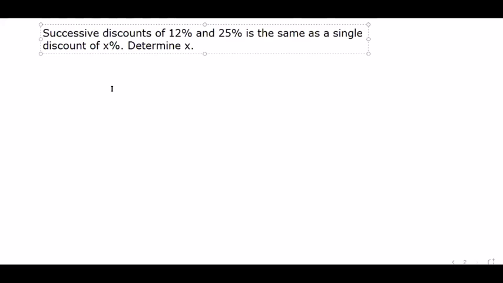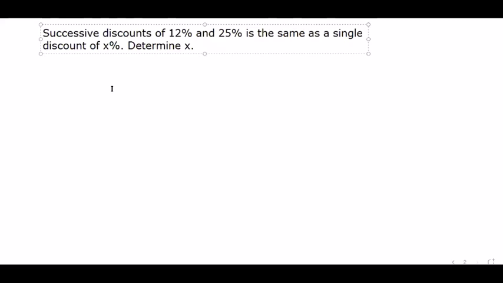So what does this mean? It means that there is some item which is being purchased, and two discounts are given. They are successive. In other words, first you get a discount, and on that discounted amount, you get a second discount. And in the end, two discounts is equivalent to a single discount. What is X? See, most people will say 12 plus 25 is 37, and they will say that is the answer. But it's not as straightforward as that.